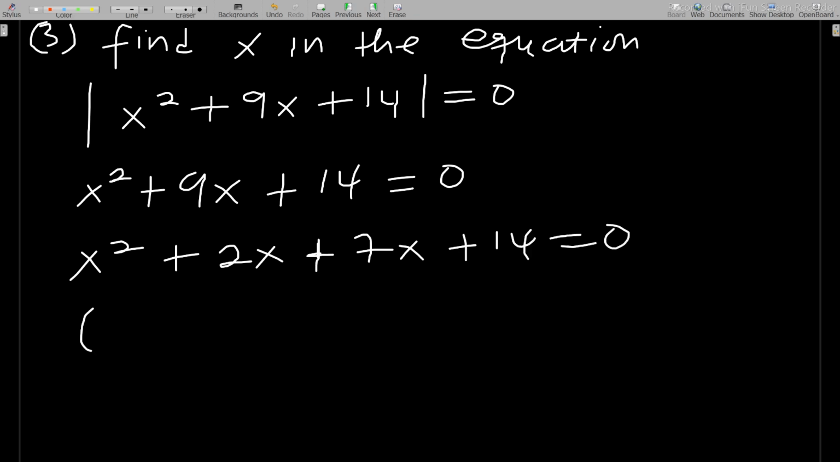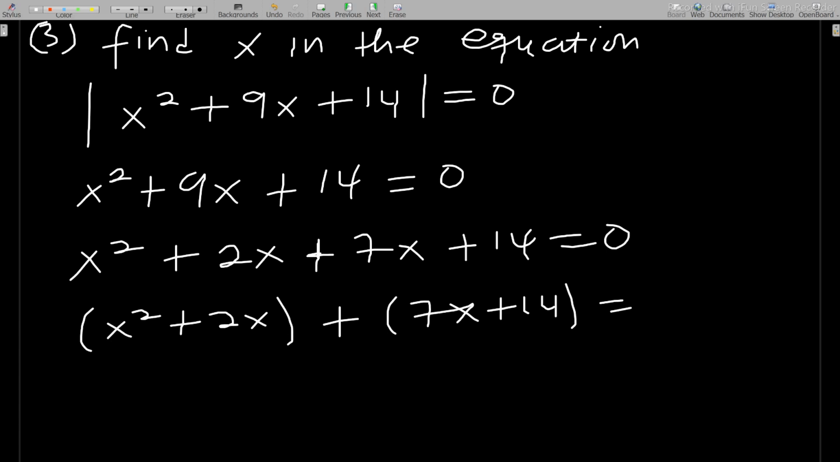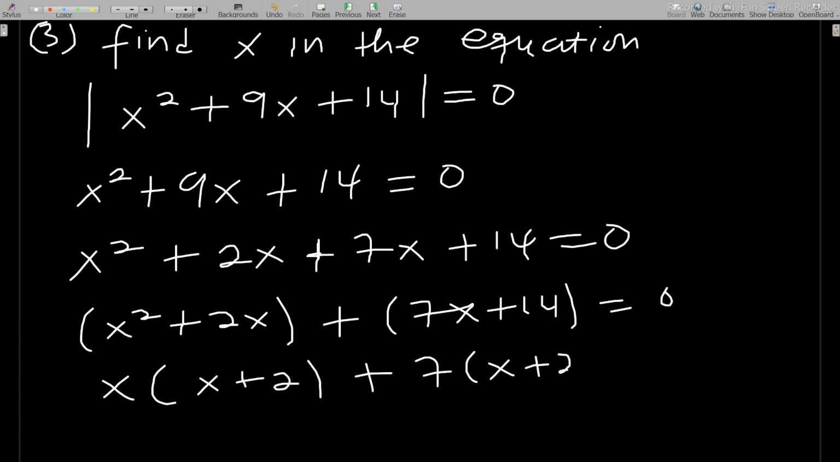And secondly, you just group them in a bracket like this, plus in one bracket 7x plus 14 equals 0. Then you factor x out, so you have x plus 2, plus 7 out, x plus 2 as well, equals 0. So with the factor, you have x plus 2 here, x plus 2 here, so you can factor that x plus 2 out. So I have x plus 2.